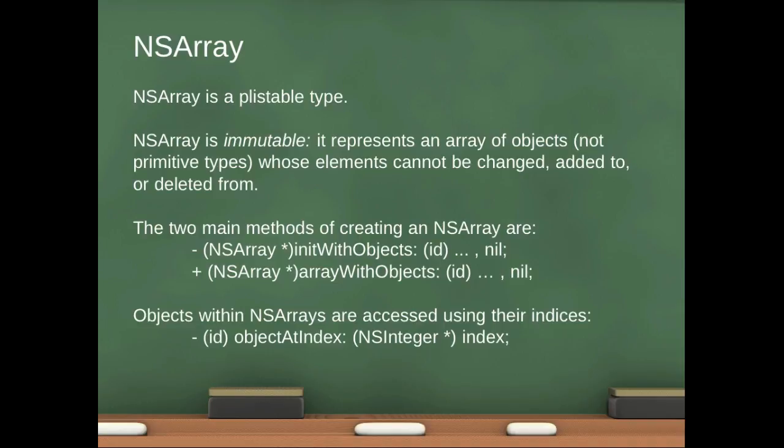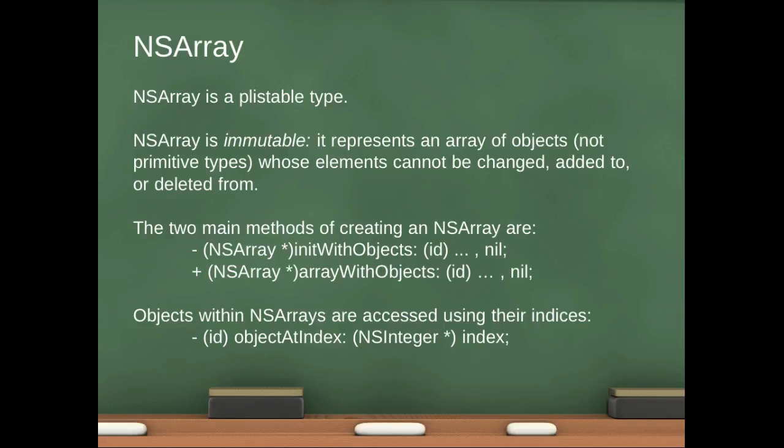So I hear you thinking probably, what good is that? If I have a C array, I can mutate that array all day long. Well, a C array is an array of primitive types. An NSArray is an array of objects. So we have a pointer to an NSArray type that is really just an array of pointers to other types.